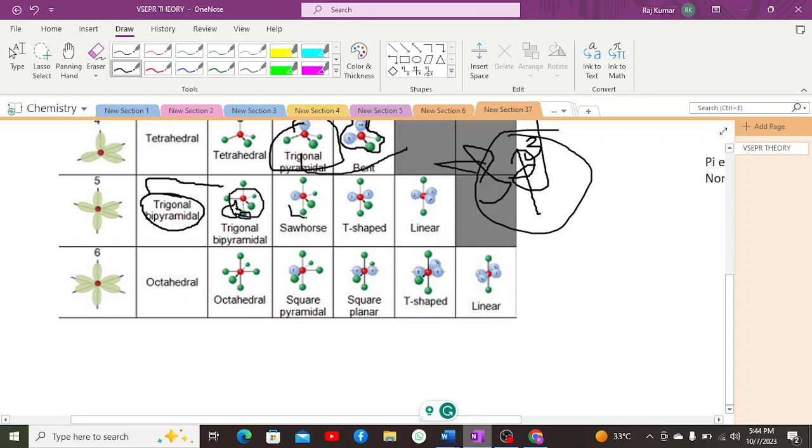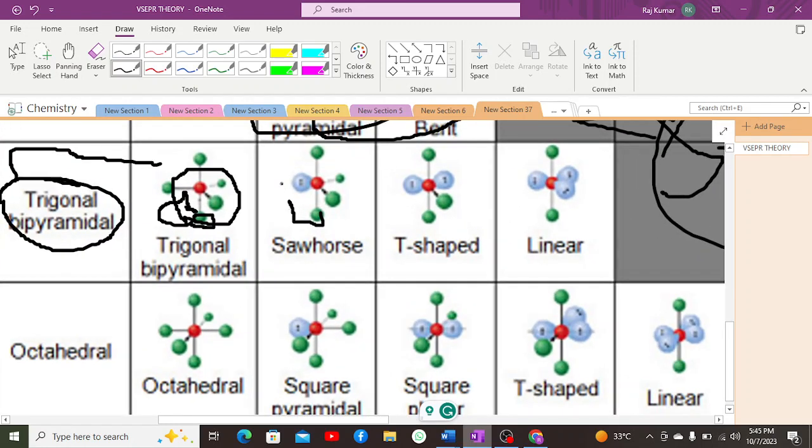When it comes to shape, if there is one lone pair, then the shape will turn into a sawhorse shape, as you can see in the diagram. The lone pair is on one side, which increases the repulsion between lone pair and bond pair, due to which the sawhorse shape is arranged. If there are two lone pairs, then this is a T-shaped orbital, as you can see in the diagram.